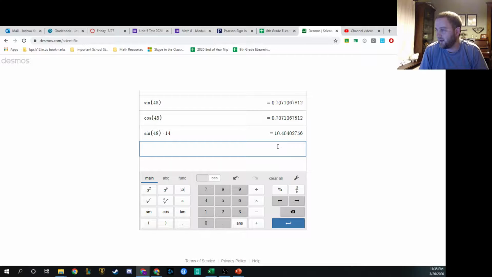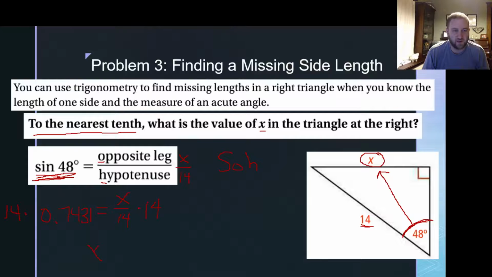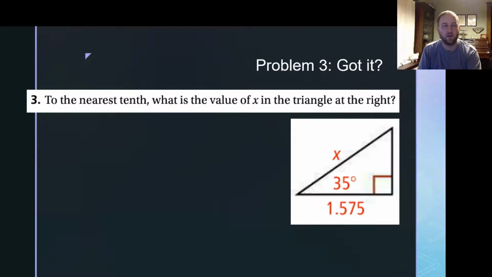And we get an answer of 10.4 because we rounded to the nearest tenth. So x is equal to 10.4. Okay? Since we then have this side, we could also use the Pythagorean theorem to find the third side as well. All right, what I want you to do is, it says to the nearest tenth, what's the value of x in this triangle?